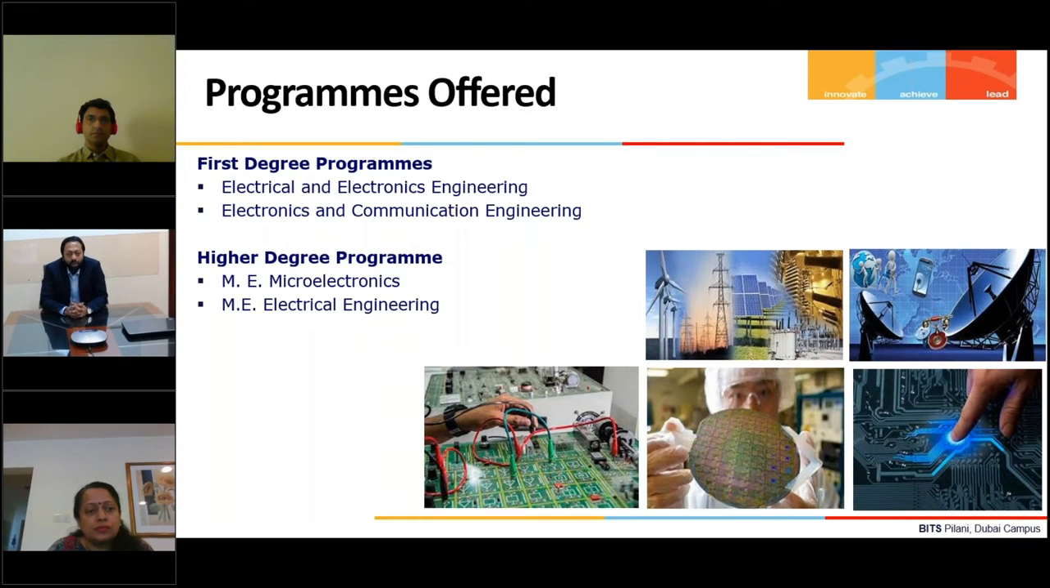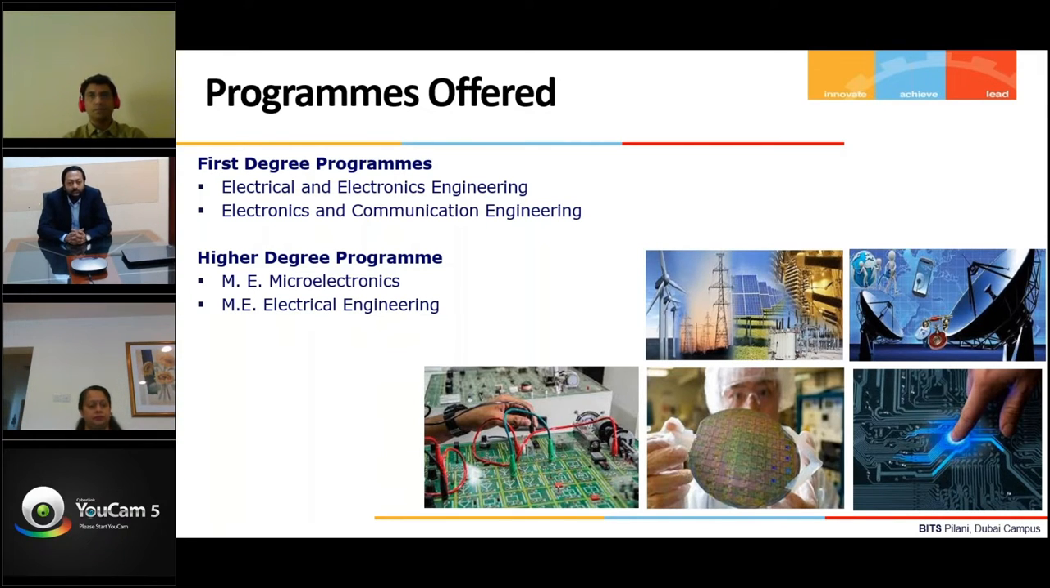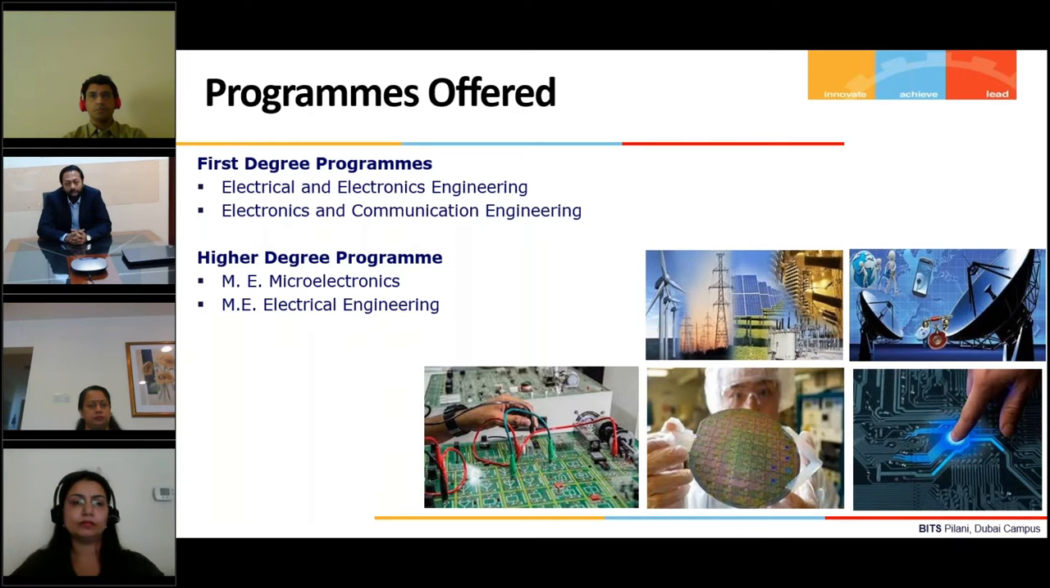Well, to start with, I will just quickly tell you the programs that are offered under the umbrella of electrical and electronics engineering. We have two first degree programs, meaning we offer courses on BE Electrical and Electronics Engineering, as well as another program offered by the Department of Electrical Engineering, which is Electronics and Communication Engineering. We also have two specializations in the higher degree stream, which is Master of Engineering in Microelectronics specialization. And we have another branch, which is pure Electrical Engineering, where we offer Master of Engineering in Electrical Engineering with emphasis on Power Electronics and Drives. So we have a total of four programs offered from our Department of Electrical and Electronics Engineering.